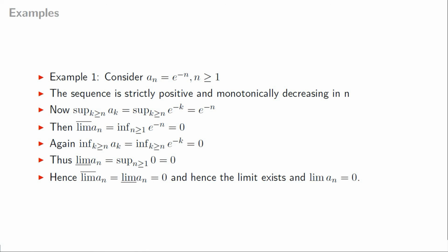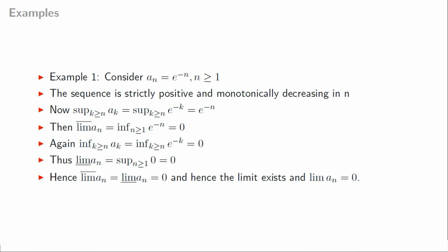Consider a_n equal to e to the power minus n. The sequence is strictly positive and monotonically decreasing in n. Now the supremum value of a_k for k greater than or equal to n is nothing but the supremum value of e to the power minus k for k greater than or equal to n, and since e to the power minus k is a decreasing sequence, we get this supremum as e to the power minus n. Naturally, the limit superior of a_n is nothing but the infimum of e to the power minus n over n greater than or equal to 1, and we get that this infimum is nothing but 0.